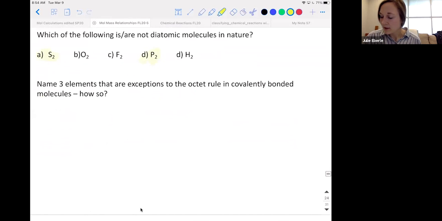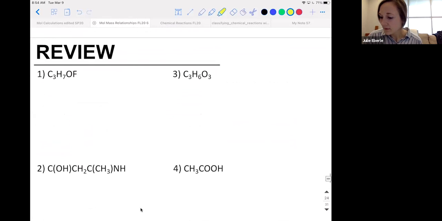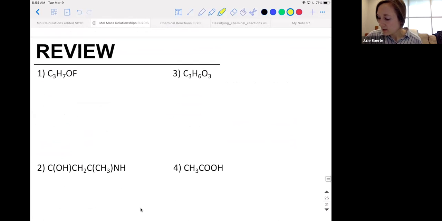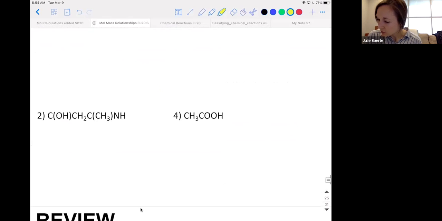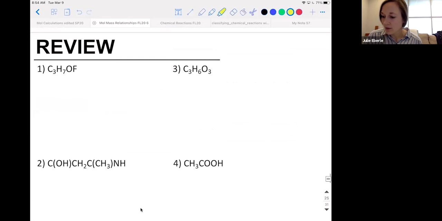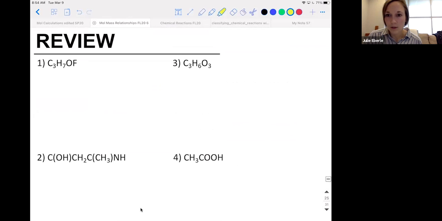Name 3 elements that are exceptions to the octet rule. I want to skip over this. I'm not going to put that on the exam, which ones are exceptions, okay? All right, let's draw one Lewis structure, and then we'll do this question in the next, because the next one's a molecular geometry, and I think that would be a good review. But then we're going to jump over to Kahoot.